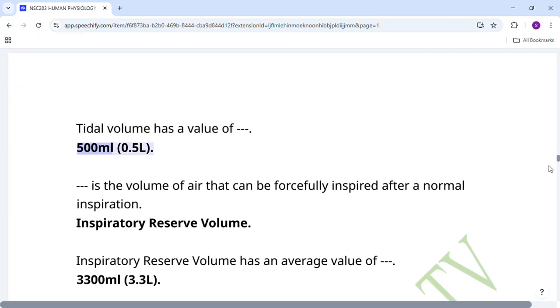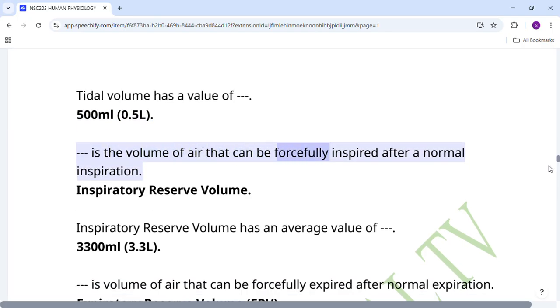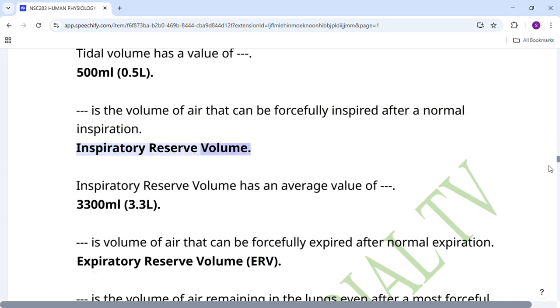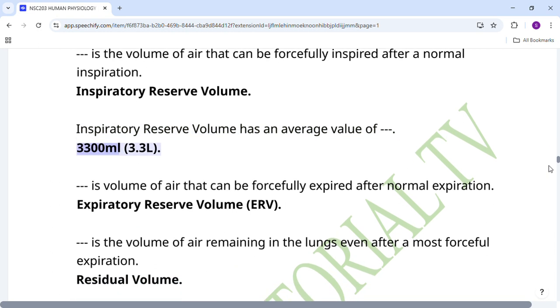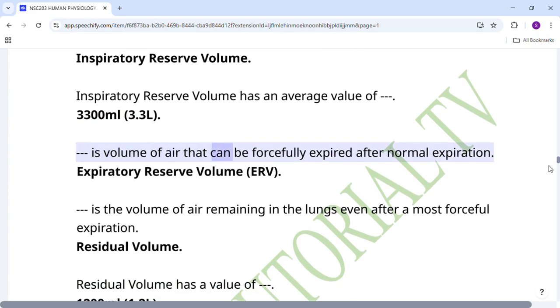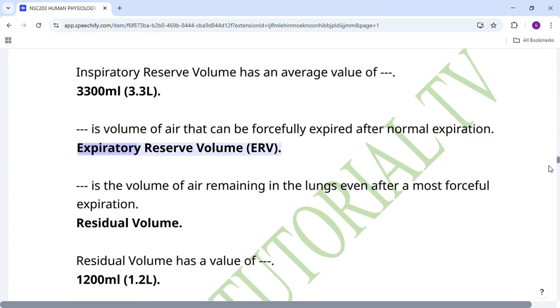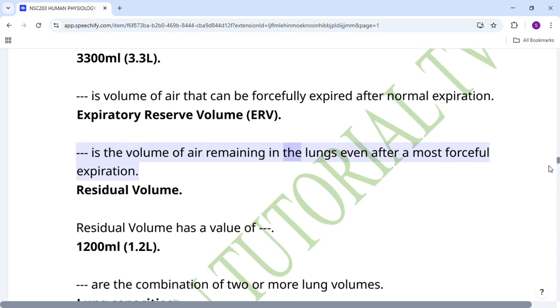500 ml, 0.5 L. Inspiratory reserve volume is the volume of air that can be forcefully inspired after a normal inspiration. Inspiratory reserve volume has an average value of 3300 ml, 3.3 L. Expiratory reserve volume is the volume of air that can be forcefully expired after normal expiration.